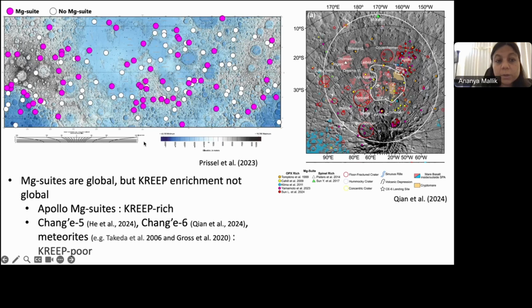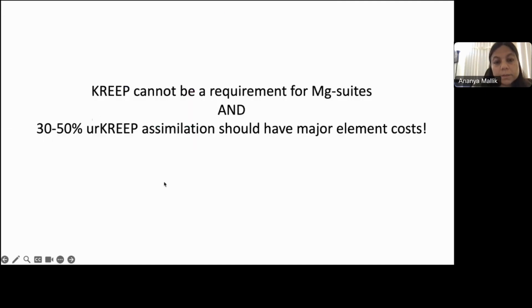So the Mg suites are global, but creep enrichment in these Mg suites is not global. So the Apollo Mg suites are creep rich, as we just found from Isaiah's study, but there have been reports of Mg suite samples from Chang'e 5, Chang'e 6, so both near side and far side, as well as meteorites, that are actually creep poor. So based on this, what we can say is that creep cannot be a requirement for Mg suite formation.